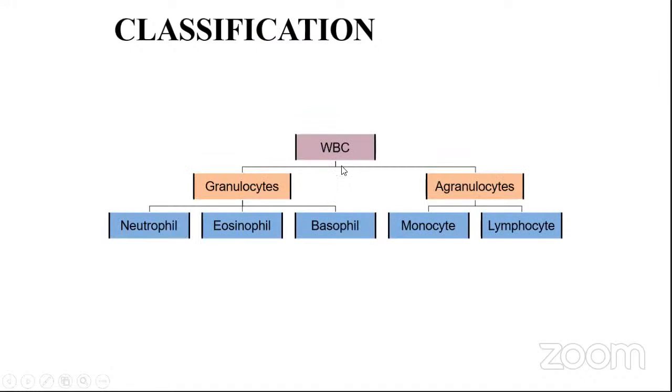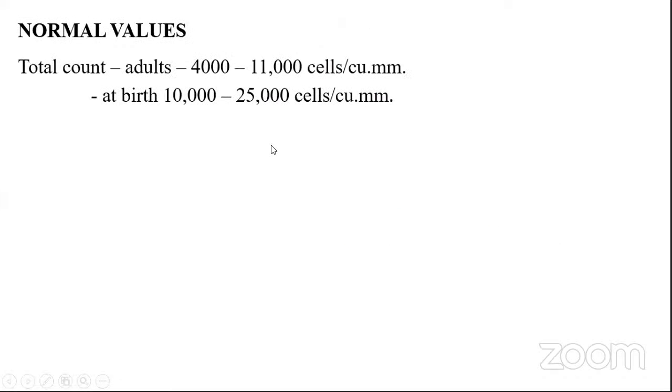Coming to the classification, WBCs are mainly classified into granulocytes and agranulocytes. Granulocytes are neutrophil, eosinophil, and basophil because of the granules present in them, and agranulocytes are mainly the monocytes and the lymphocytes. Coming to the normal values, in adults the count varies from 4,000 to 11,000 cells per cubic millimeter. At birth it is physiologically increased, 10,000 to 25,000 cells per cubic mm.